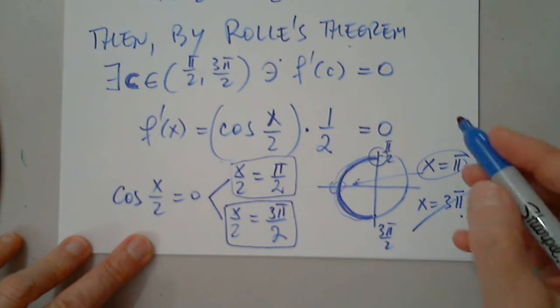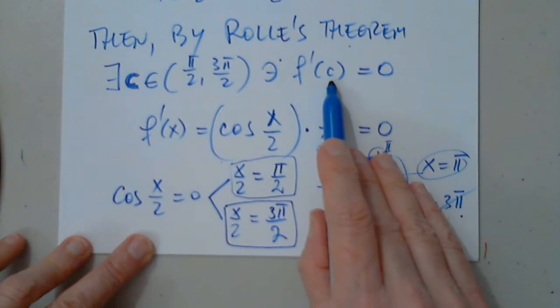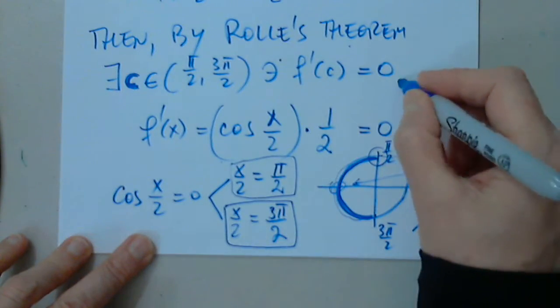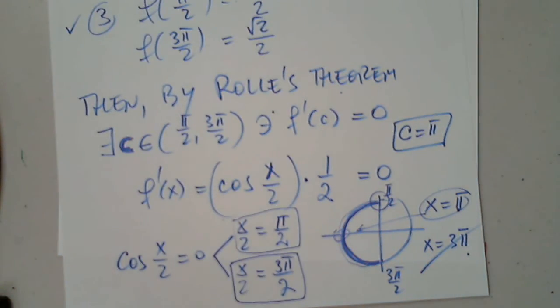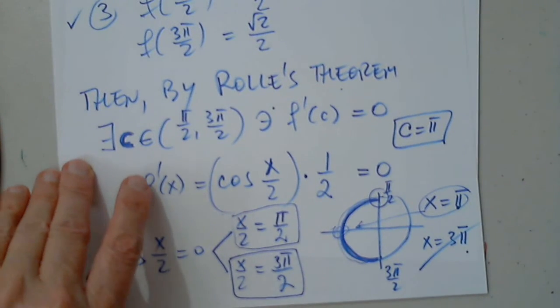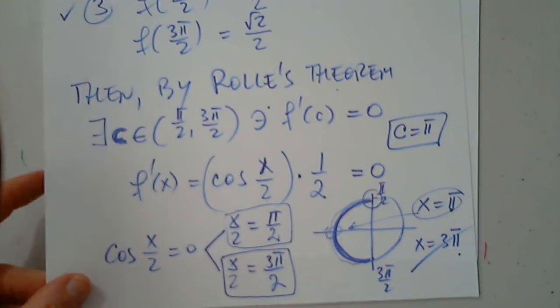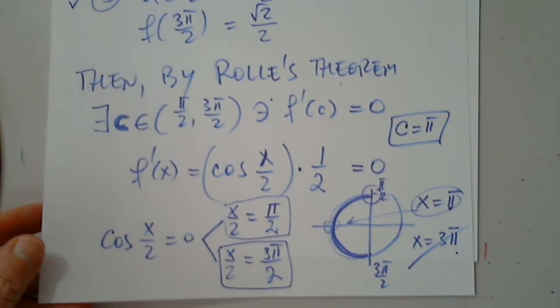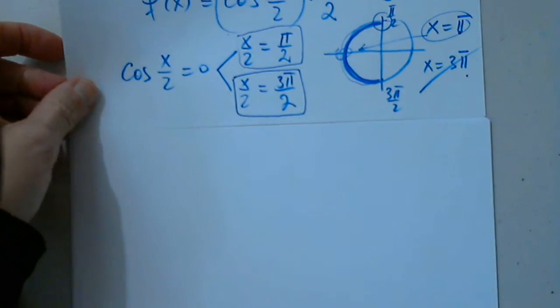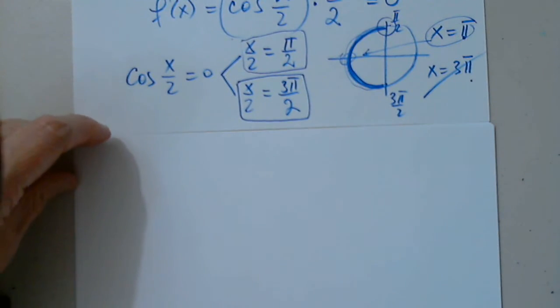Okay, so we found the answer. So our C is pi. So C equals pi. And that's what Rolle's theorem says. One more theorem called the mean value theorem.